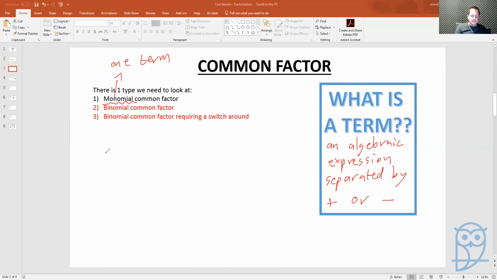So if I give you something like the following. I give you 9x plus 3y. And I say to you, factorize this. I'll give you a hint, there's a common factor. Okay. Let's try and break down what common factor actually means. Common, well, that's not a difficult word. Common means it applies to everything. So it's common to all terms.